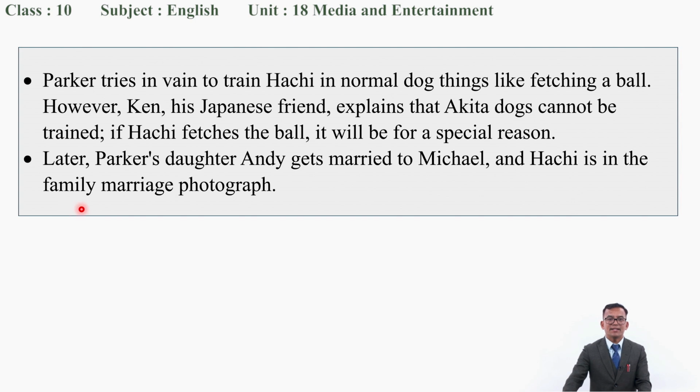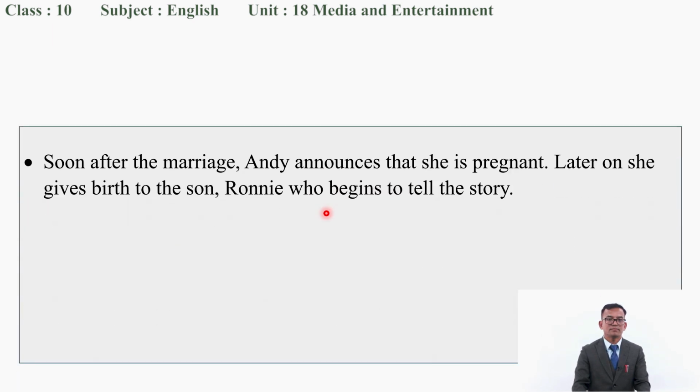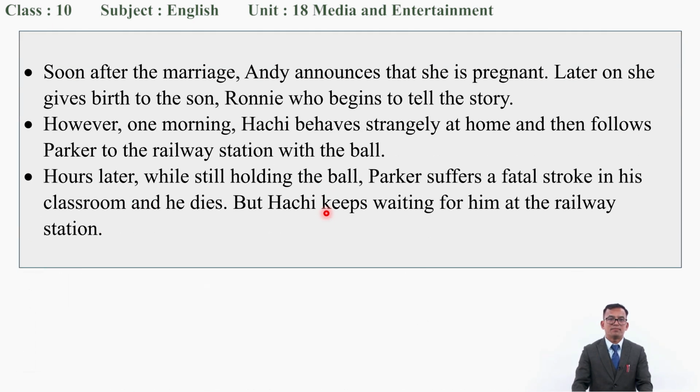Later on, Parker's daughter Andy gets married to Michael, and Hachi is in the family marriage photograph. He becomes part of the family. Soon after the marriage, Andy announces that she's pregnant, and later on she gives birth to a son, Ronnie, who begins to tell the story in the beginning.